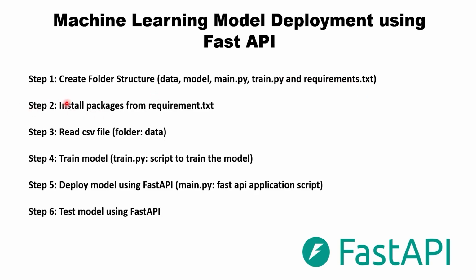Step 2, we will install packages from this requirement.txt. In step 3, we will read CSV file from this folder data. In step 4, we will train our machine learning model, and we will write the code in train.py. This will be script to train the model. In step 5, we will deploy model using FastAPI. In main.py, we will write our FastAPI application code. And step 6 is to test model using FastAPI.